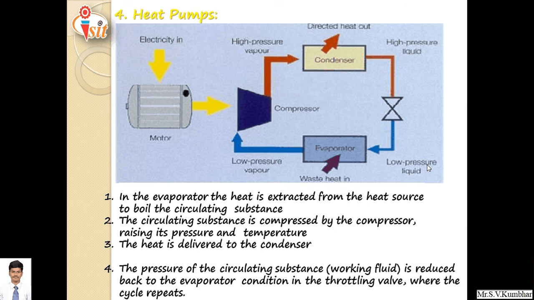In the evaporator, heat is extracted from the heat source to boil the circulating substance. The circulating substance is compressed by the compressor, raising its pressure and temperature. The heat is delivered to the condenser, and the pressure of the circulating substance is reduced back to the evaporator condition in the throttling valve, where the cycle repeats.